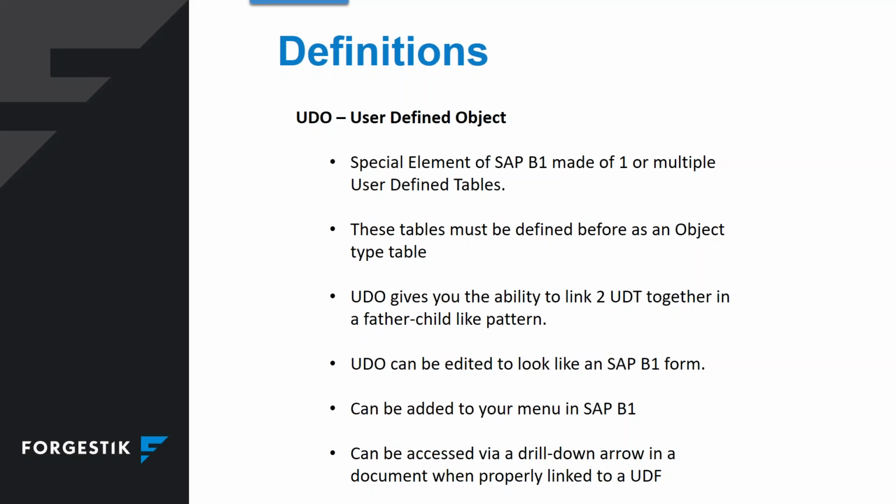The user-defined object gives you the ability to link two tables together in a father-like child pattern. This is useful sometimes, and this is exactly the kind of example we are going to do today. I said earlier that the UDO can be edited to look like a SAP Business One form, and it can be added to your menu, so you can access your new form from your main menu like other standard forms from SAP Business One.